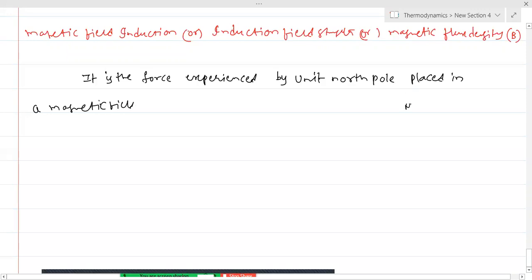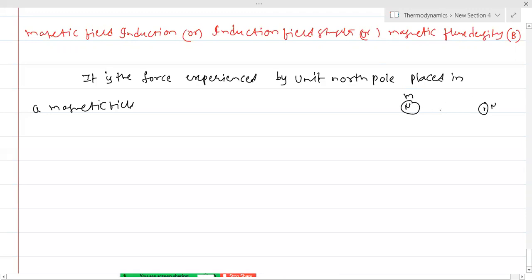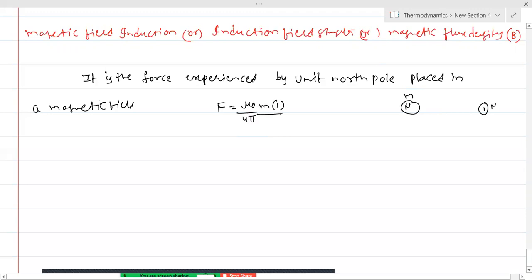For example, we are taking this as a north pole and this as a unit north pole, having some pole strength. Now we are discussing the force of interaction between them. According to Coulomb's law, F is equal to mu naught by 4 pi into m1 into m2 by r square. So you call this field B right now: F is equivalent to mu naught by 4 pi into m by r square.